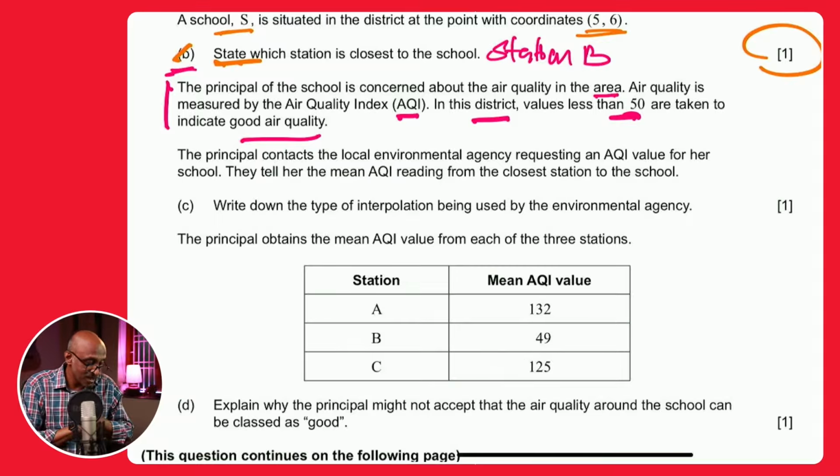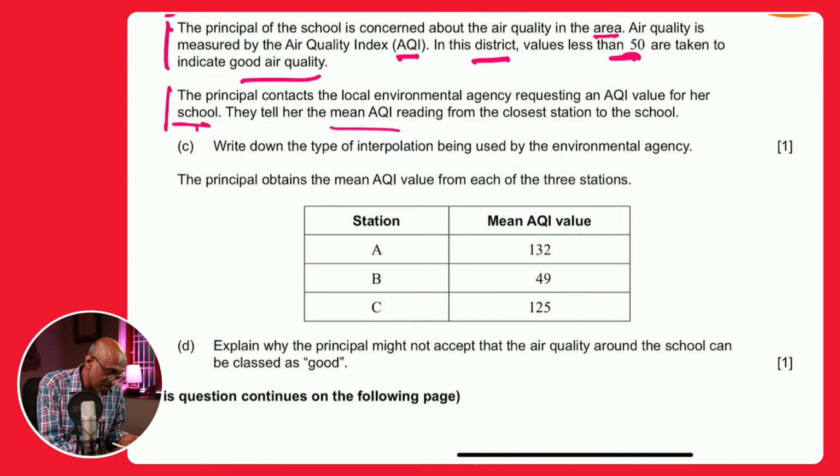And anything that is measured will have an error depending on the measuring instrument. Actually, I was doing some kind of reading, but that's not for this particular video. That's for some other video. I will talk about it there. The principal contacts the local environmental agency requesting an AQI value for her school. They tell her the mean AQI reading from the closest station to the school, the mean. As I was just saying, with every instrument you've got to find the mean because it'll give you a range of values, and every time you measure a value, there will be an error. So that is why it's good to give the mean value, and they have given her the mean value.